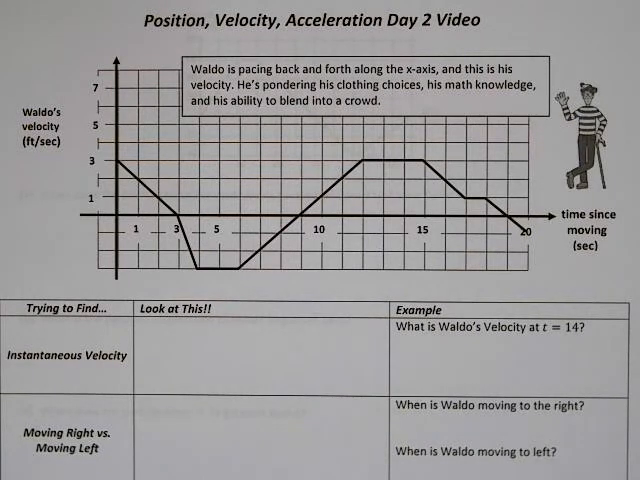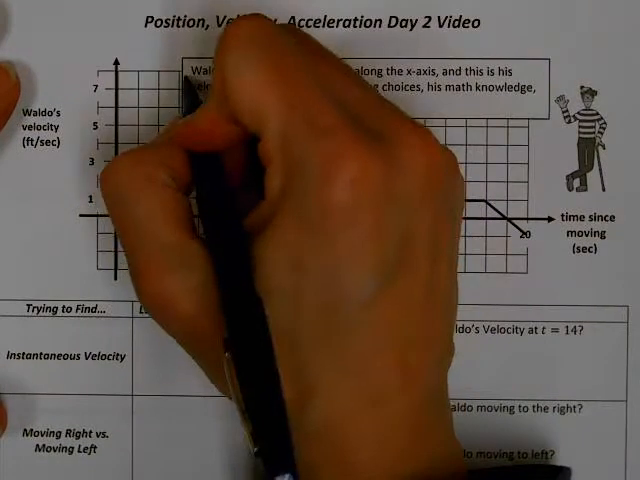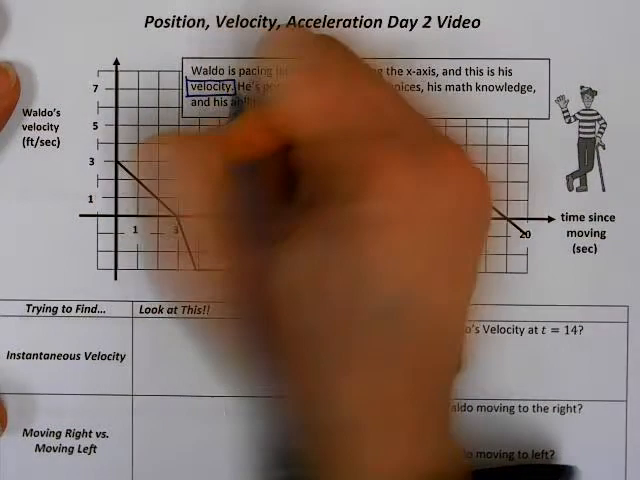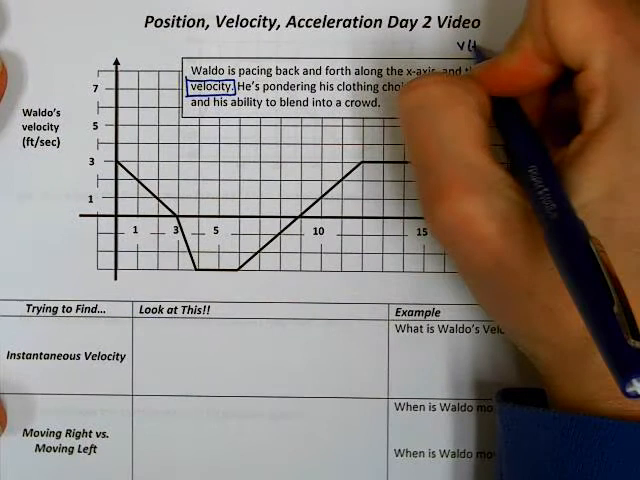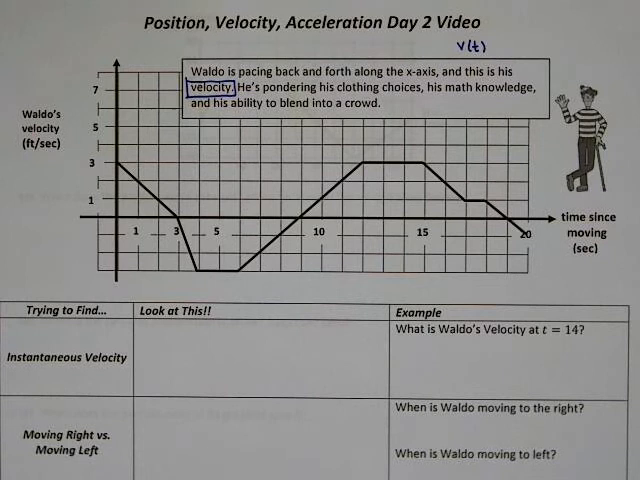particle motion. So the idea here is that we're looking at Waldo's velocity. He's moving back and forth along the x-axis, and this is his velocity. So we're looking at the graph of velocity. Okay, and so now we're going to be answering questions about his motion using the velocity graph. We're going to go through some things that we'll be asked to find, and we're going to talk about how you would find that looking at the graph of velocity.